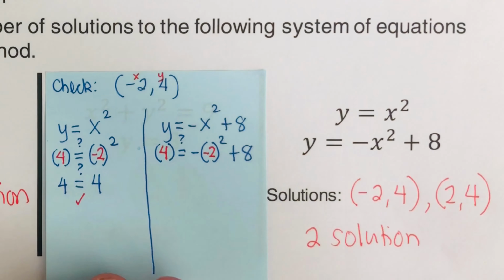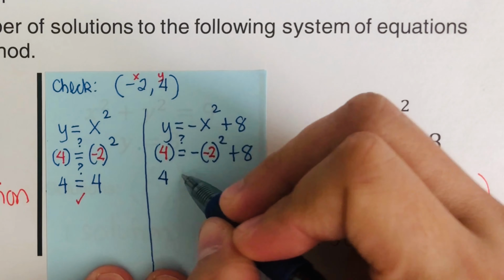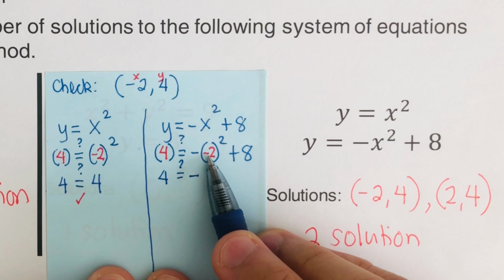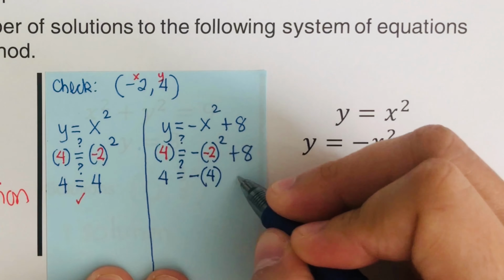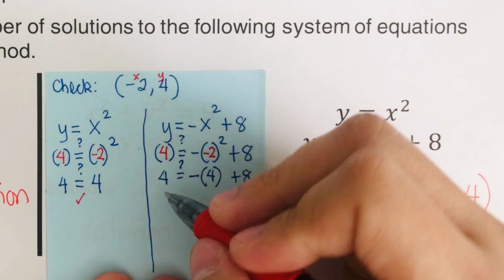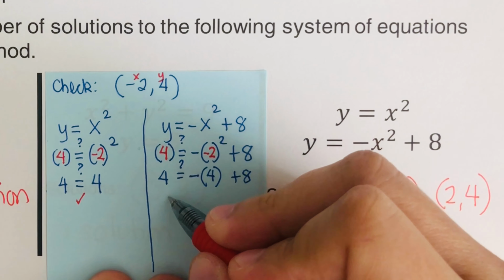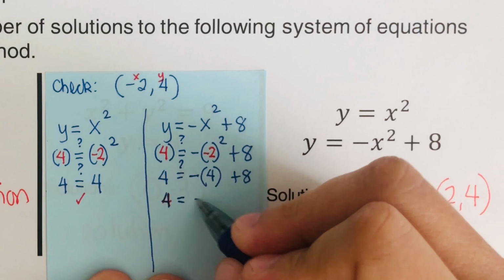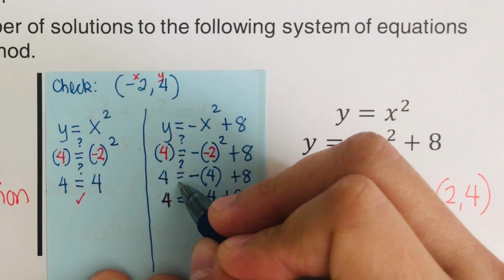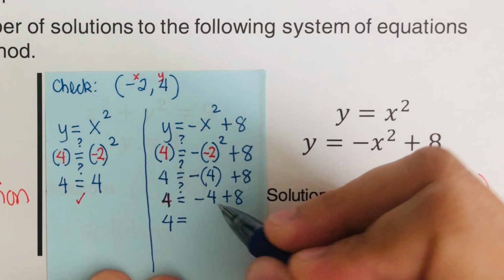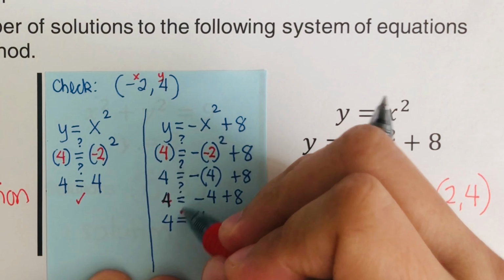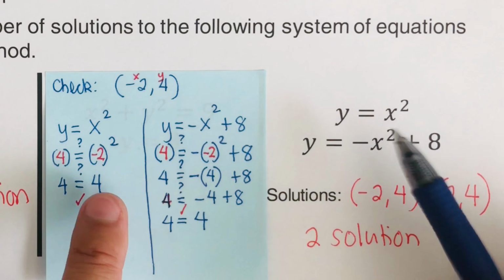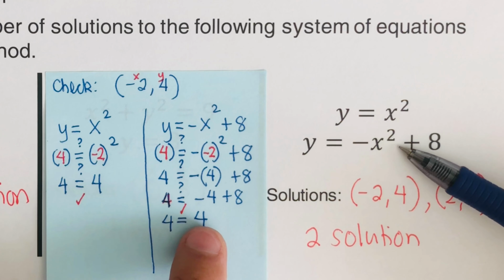So then we can go ahead and simplify this. So this would be 4. Is that equal to, that's going to be negative, -2 times -2 is a positive 4, plus 8. So then I go ahead and say that this left side is 4. So this is 4 is equal to -4 plus 8. So then we're not sure of that yet. 4 is actually equal to 4, which means that this -2, 4 works for the first equation and it works for the second equation as well.